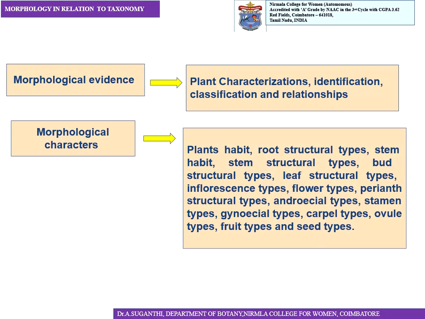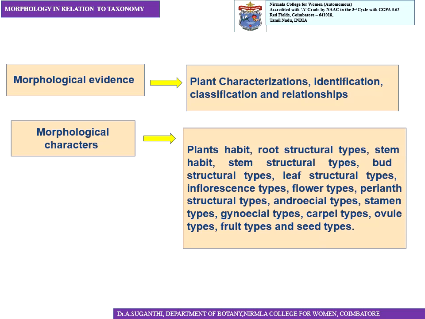Morphological characters are traditionally useful as evidence at all taxonomical levels, but particularly at the specific and generic ranks. Morphological evidence provides the basic language for plant characterization, identification, classification, and relationship. Generally, morphological data are easily observable and obtainable, and thus most frequently used in taxonomic studies.